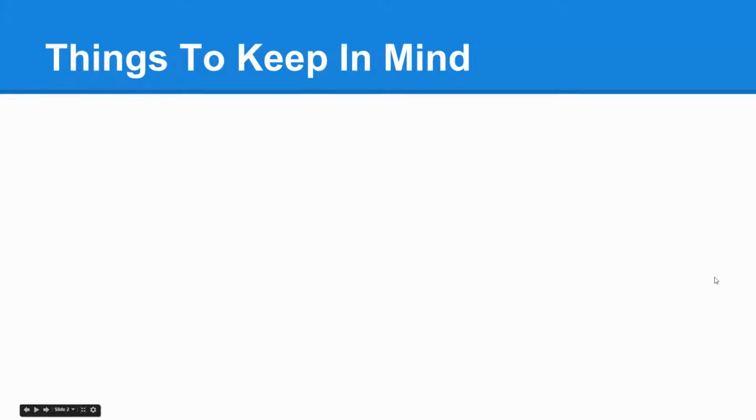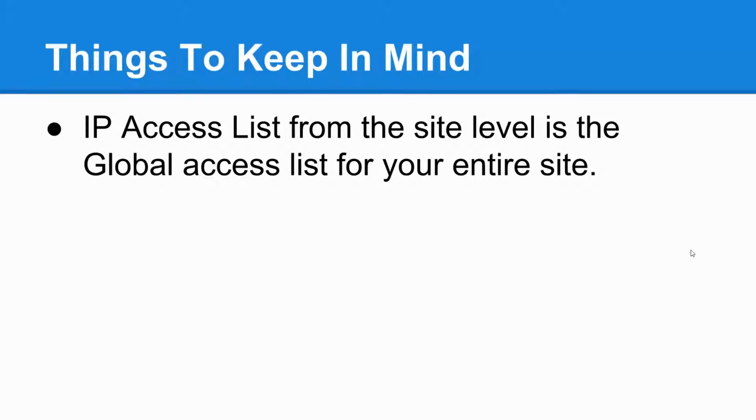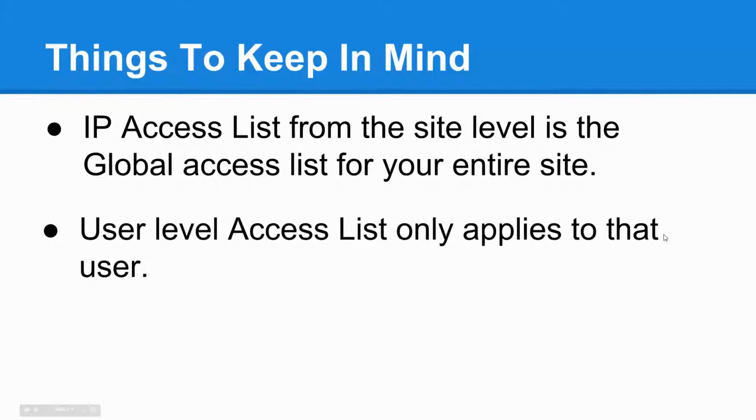Just a couple important points to keep in mind over this lesson. We want to remember the IP access list from the site level is the global access list for your entire site. Also, the user level access list only applies to that specific user, and we'll elaborate more on this through the tutorial.